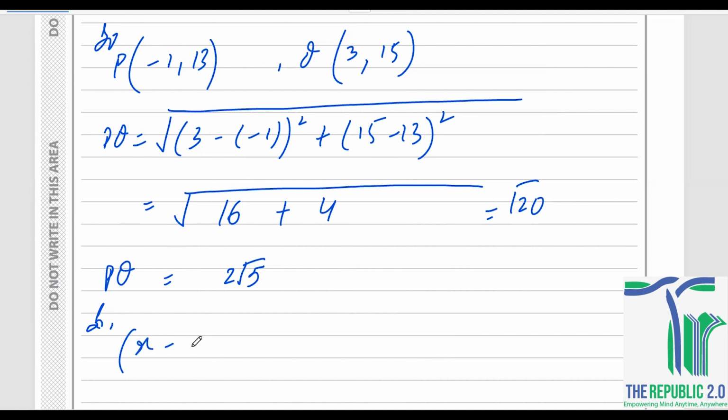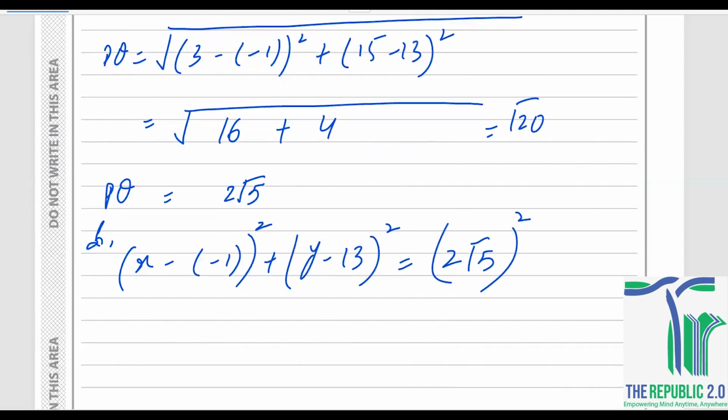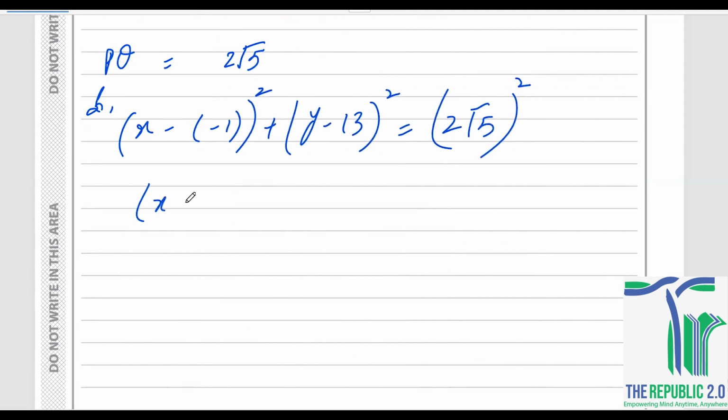x minus a is -1, plus y minus b is 13, squared, equals the square of the radius, and that is 2 root 5 squared. So I'm just going to calculate this now: x plus 1 squared plus y minus 13 squared equals the square of 2 root 5, which is going to be 20. So that is the required equation of the circle.